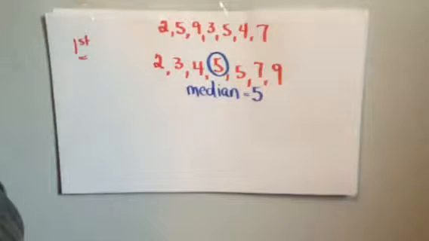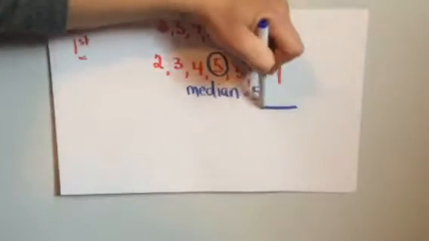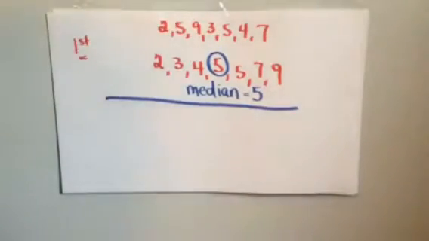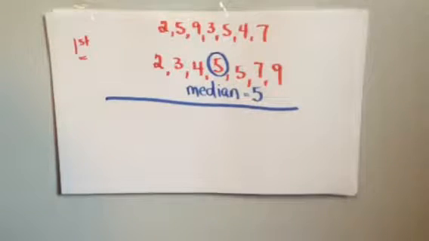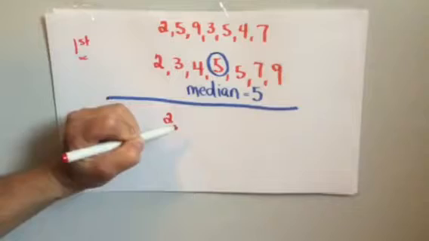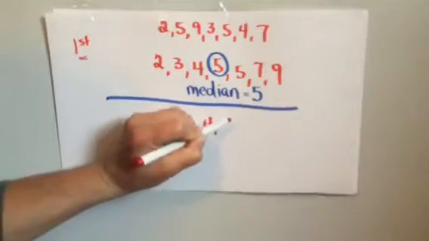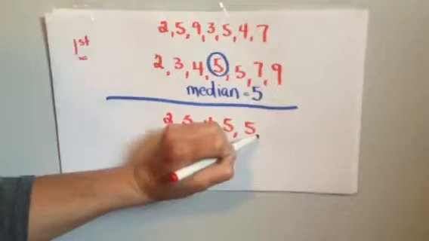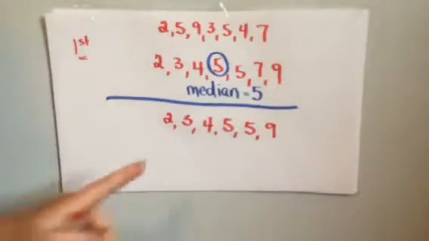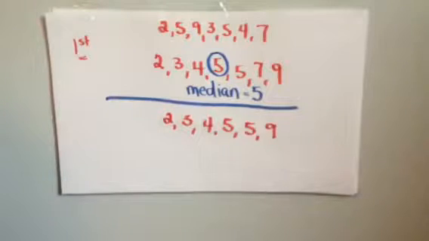But when we're looking at an even number of elements, we have to see what the middle two numbers are, and we have to find the average of those two numbers. So let's put a line here so we know we're looking at another problem. Let's look at this set of numbers, but let's take one of the numbers out. So let's do 2, 3, 4, 5, and 9. Okay, so now we have 1, 2, 3, 4, 5, 6 numbers in this set.